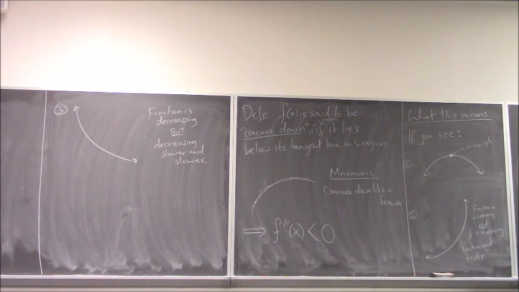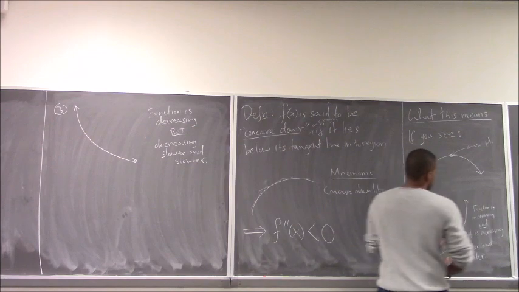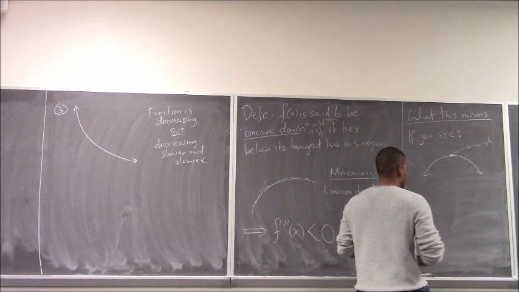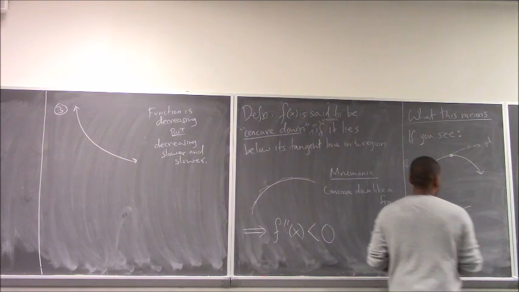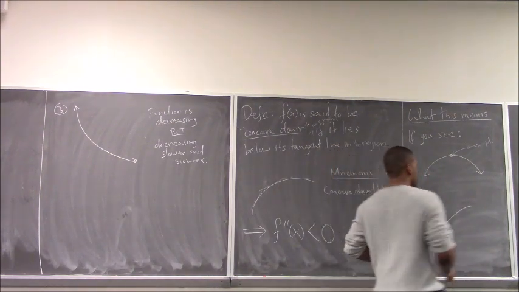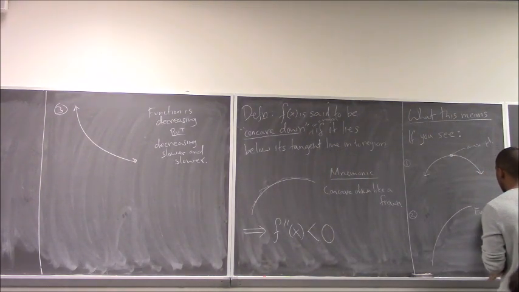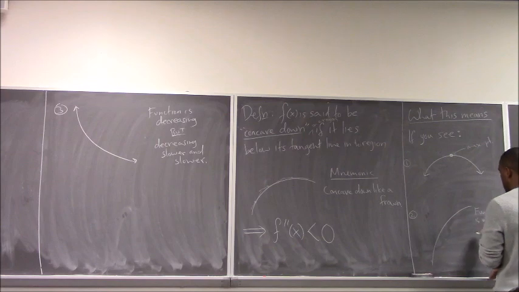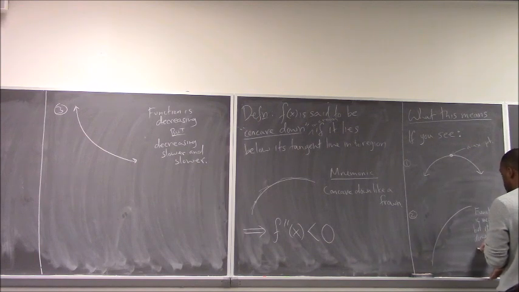You can also use the first one. So if you see something like that, that will identify your maximum point. You can also see something like this, right? So this means the function is increasing, but it is doing so slower and slower.